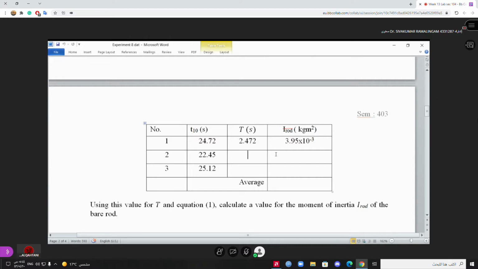Doctor, what's the meaning of oscillation? Oscillation means it starts from a point and goes to the other extreme. Suppose you start from your home, come to the college, and go back to your home. This is one oscillation.